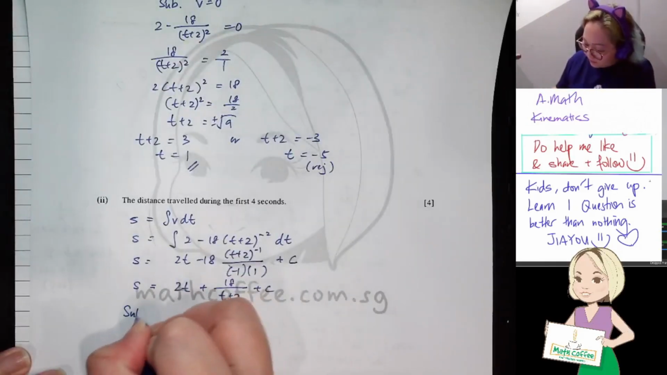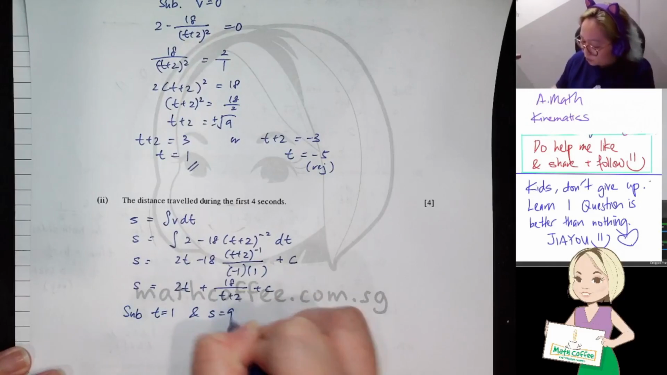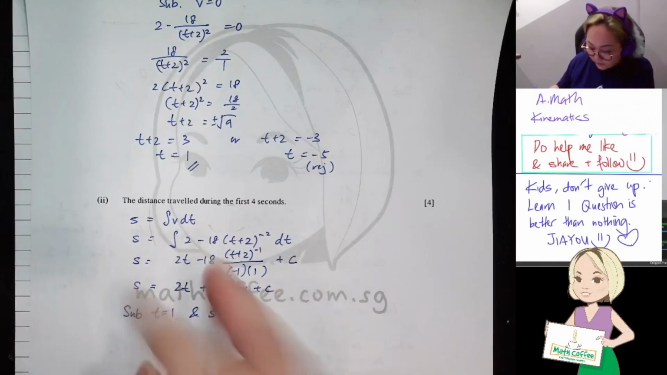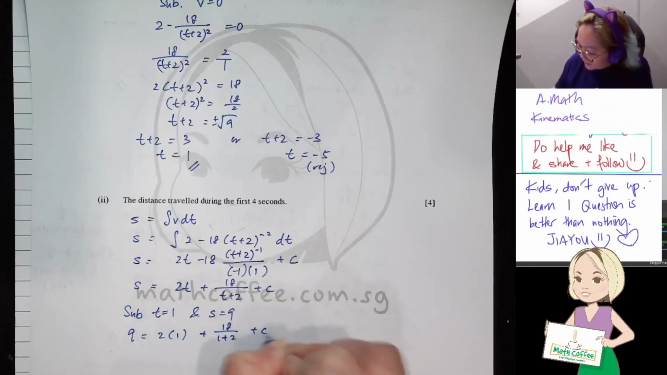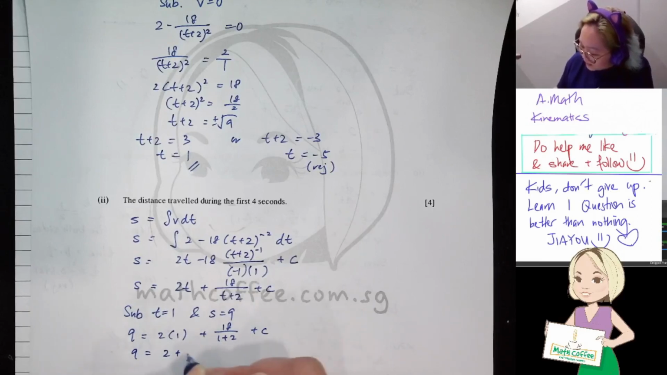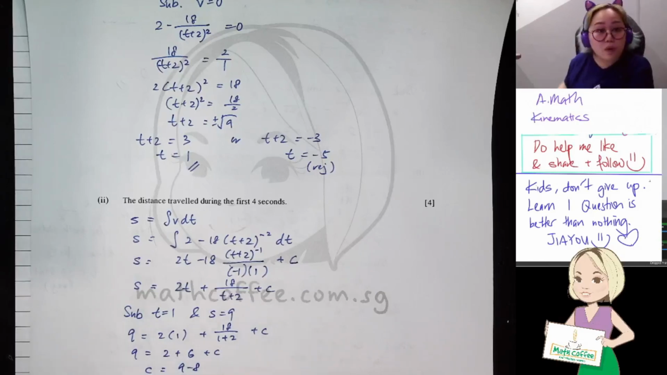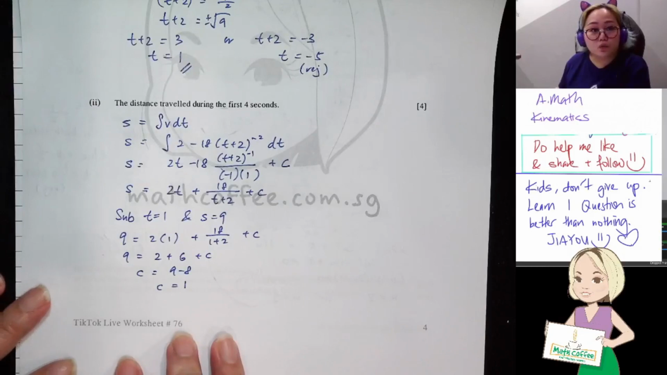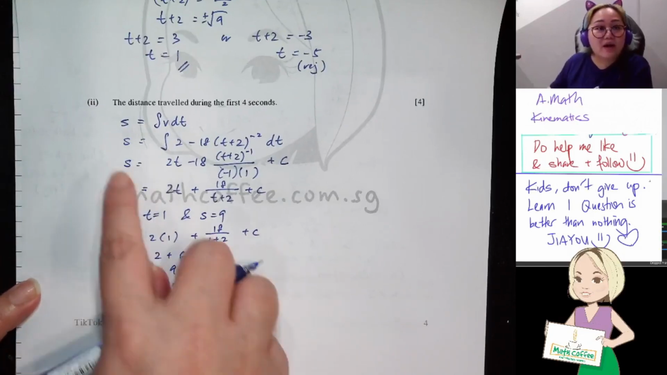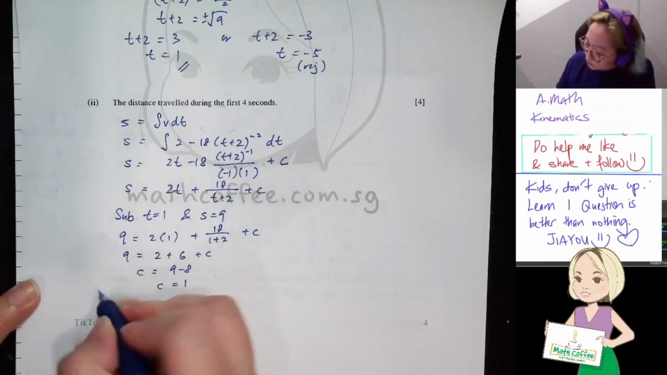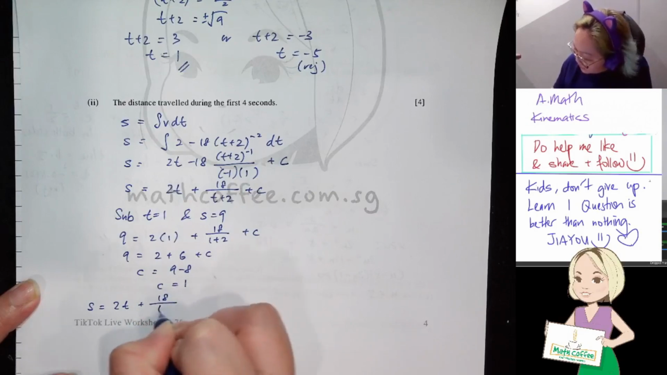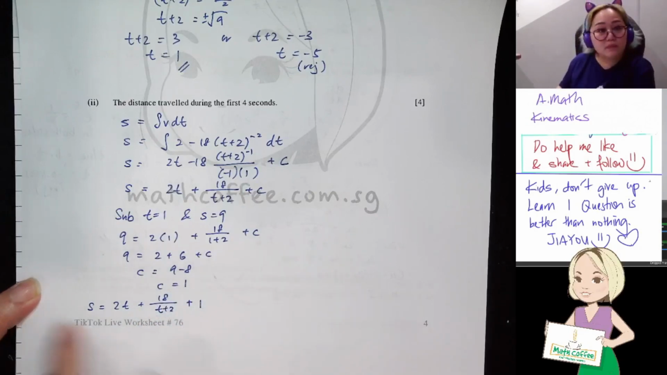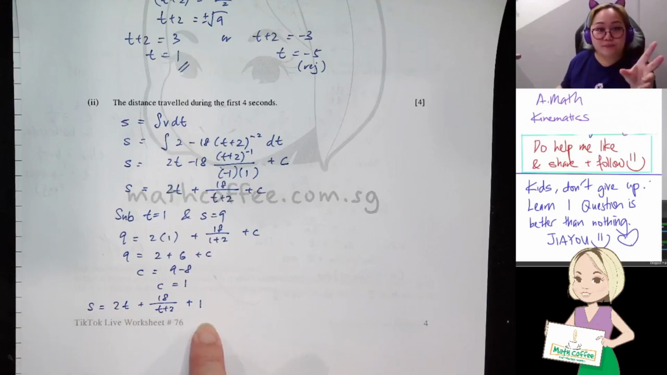So we will sub in T equals 1 and S equals 9 into here in order to find my C. So we have 9 equals (2 times 1 plus 18) over (1 plus 2) plus C. 9 equals 2 plus 6 plus C. So my C is equal to 9 minus 8. C is equal to 1. Once I have my C, now I can have my complete S. So my S will be equal to (2T plus 18) over (T plus 2) plus 1. So this is your S expression.